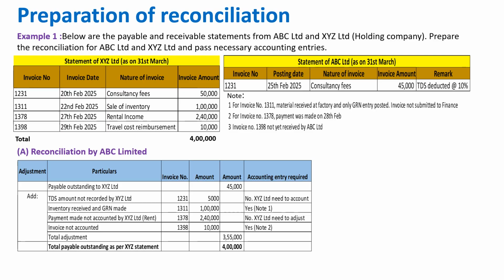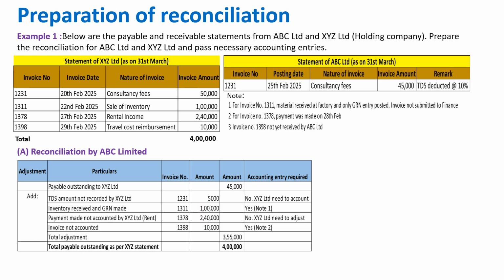Payment made not accounted by XYZ, right? You have made the payment, but XYZ has not accounted for it. So to match with their receivable, you have to increase your liability by 2,40,000. Invoice not accounted. Again, you have to increase your liability by 10,000. So what is the total adjustment you have here? 3,55,000 rupees. Now, if you add 45,000 to this 3,55,000 rupees, you will end up with 4 lakh, which will match with the statement XYZ has provided to you, right? So XYZ is showing 4 lakh receivable. Now, after this reconciliation, you are showing that you are going to pay 4 lakh to XYZ.